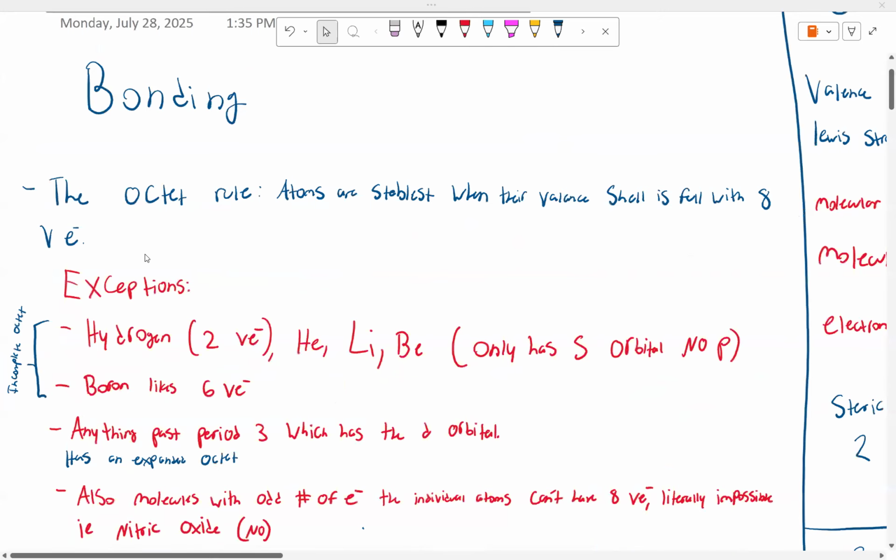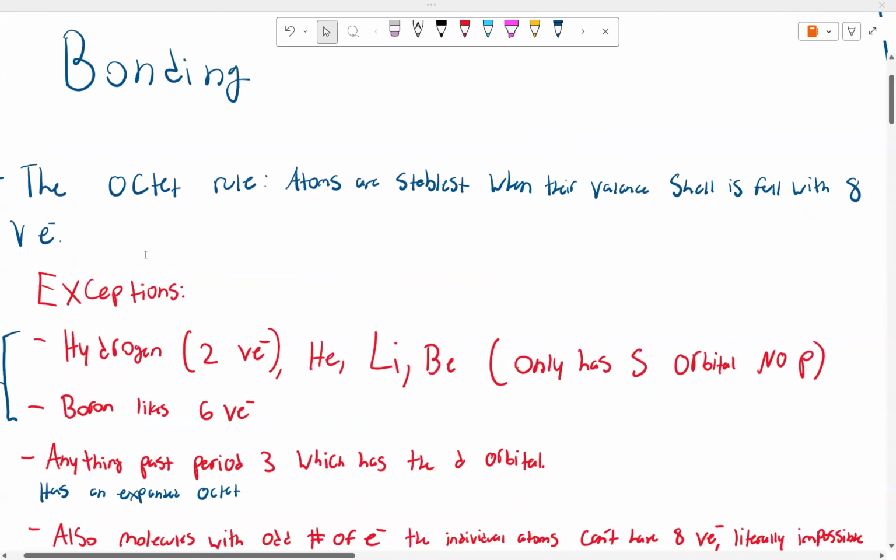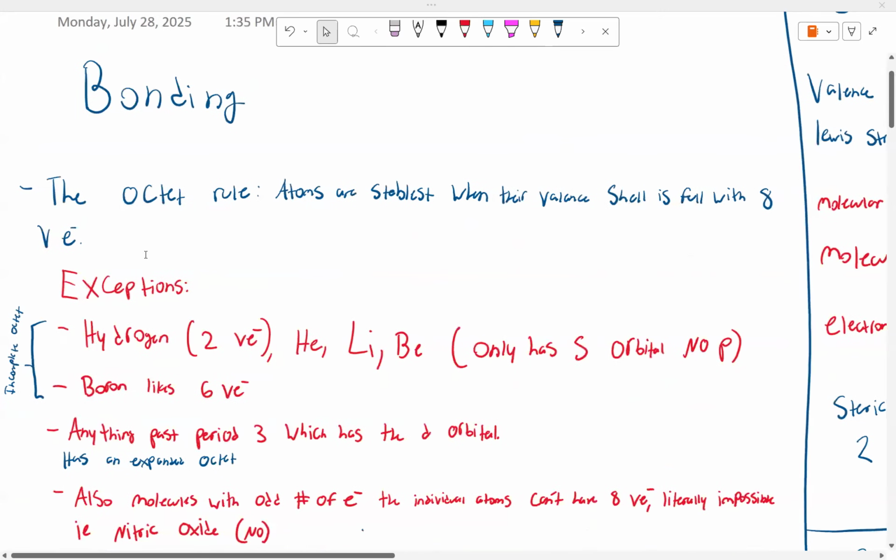Sorry. Bonding. So the first thing that is important to go over is the octet rule, because that's the main thing that dominates bonding for the MCAT or general chemistry as far as we really care about. The octet rule says that atoms are stablest when their valence shell is full with 8 valence electrons, which makes sense, octet being 8.